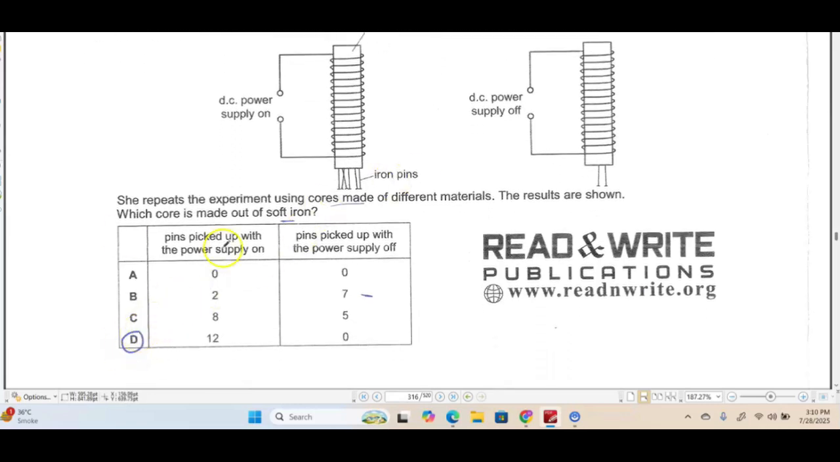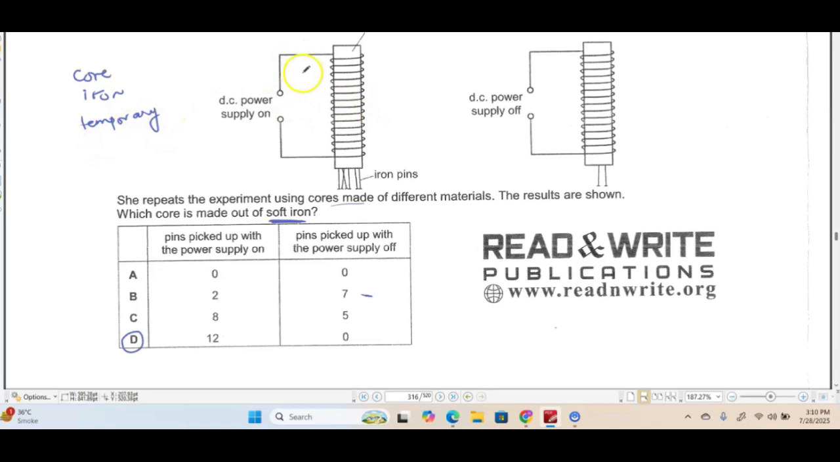Because they've asked us which core is made up of soft iron. So the core would be of soft iron, which is a temporary magnet, okay. So it's not a permanent magnet.